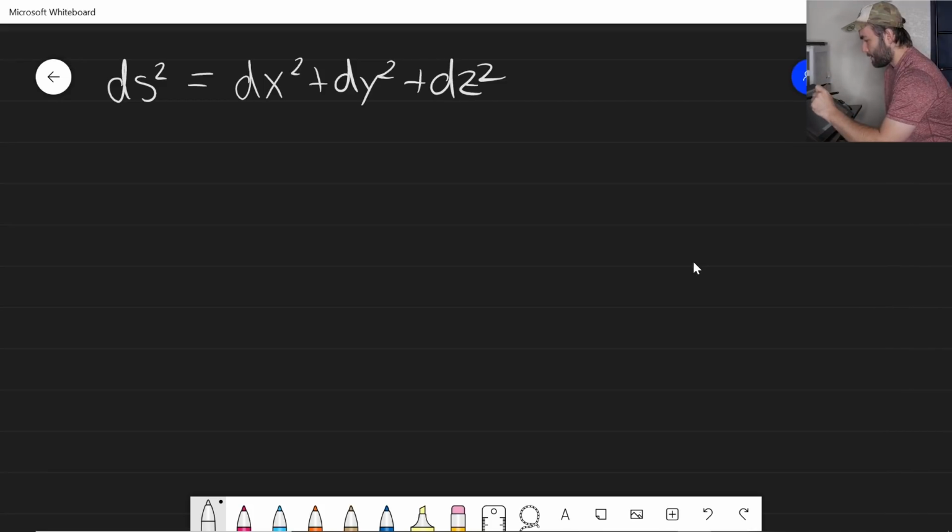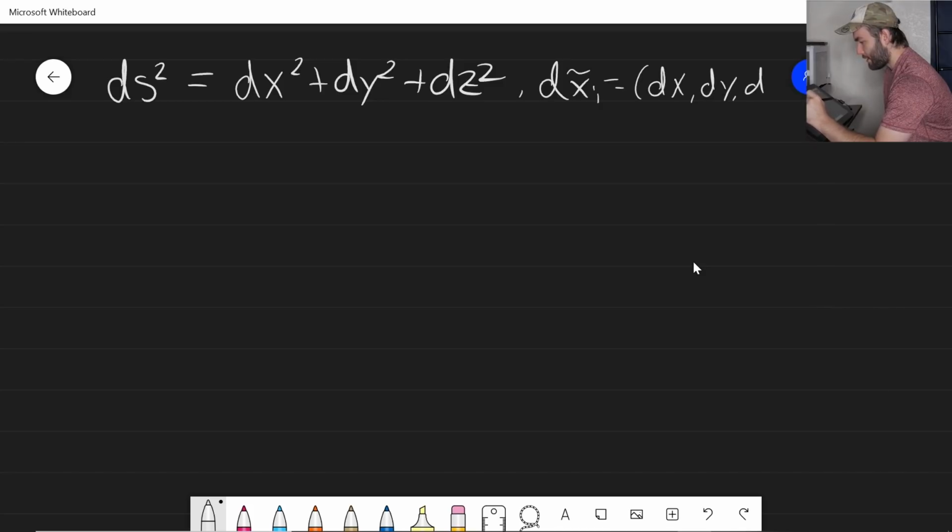And I can write this where I have some dx^i is a vector. I'm going to put a little tilde on it. So this is my ordinary vector. Ith component is my dx, dy, dz. Okay, so this is like my displacement vector that you would work with in say, any other physics course.